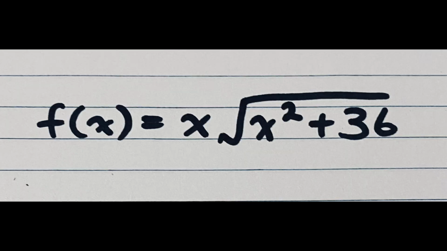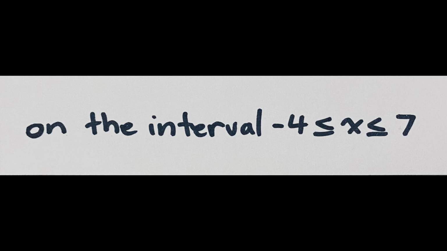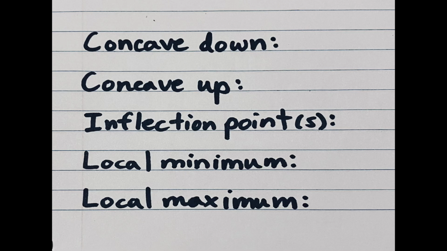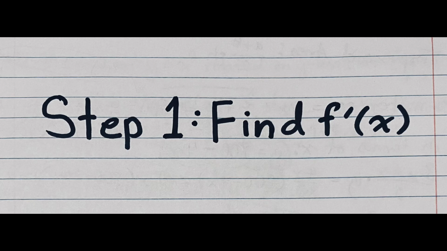For problem 3, it gives us the function f of x is equal to x times the square root of x squared plus 36 on the interval -4 to 7. The question asks us to find 5 things: concave down, concave up, the inflection points, and the local min and max. So the first step that we should do is find the first derivative.